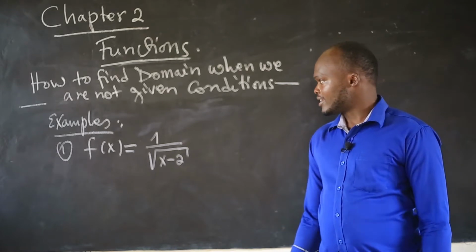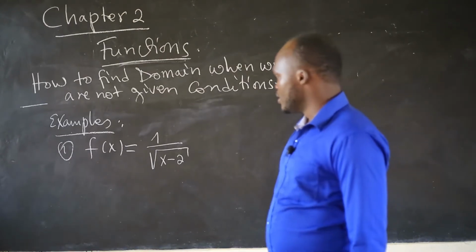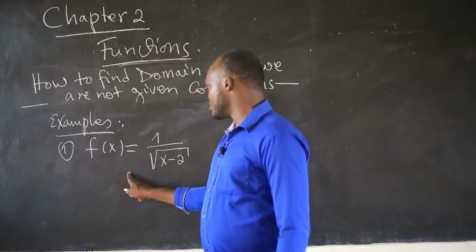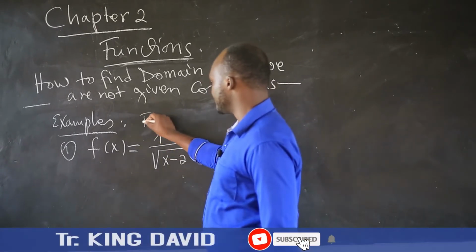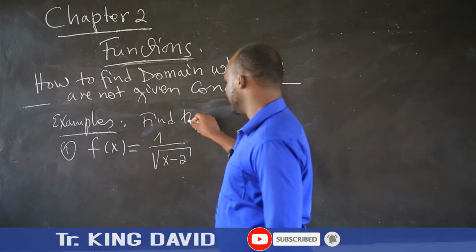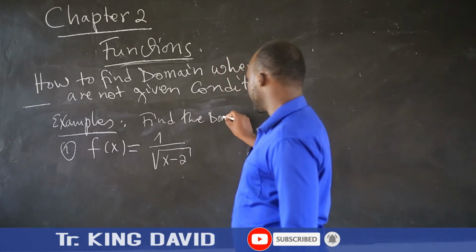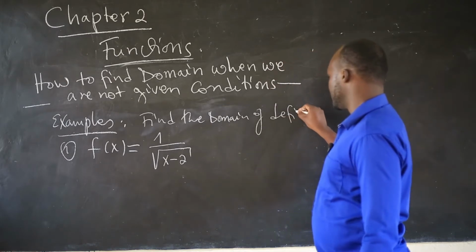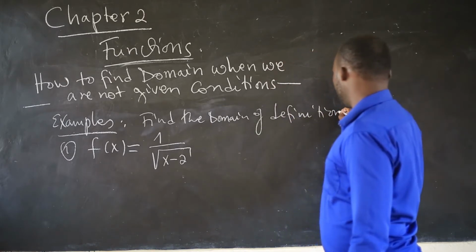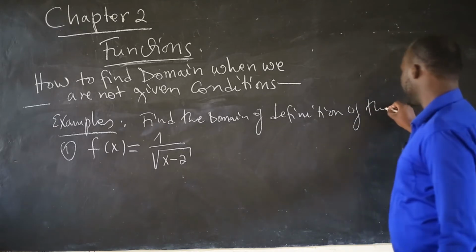So now let us do examples. We have here f of x equal to 1 over root x minus 2. The question is: find the domain of definition of the following functions.